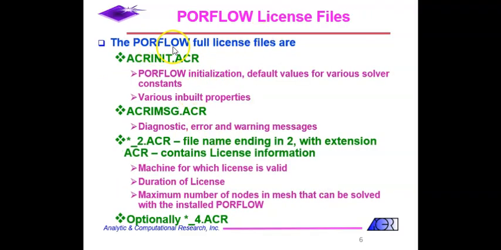When you have been sent the full license and the license has been installed inside your CFDStudio folder, you will find a couple of new files as part of your license files. You will still find the acrinit.acr and the acrimsg.acr files. Additionally, you will find a file ending with _2.acr, and optionally you may find a file whose name ends in _4.acr.